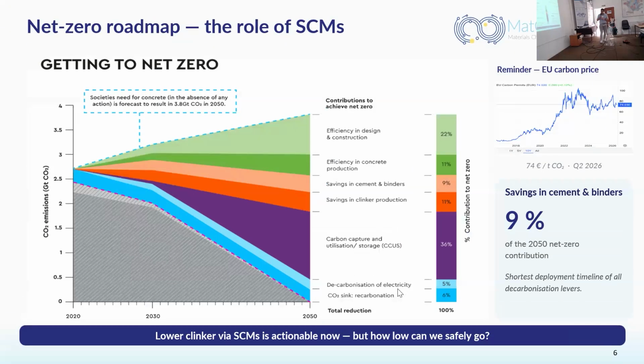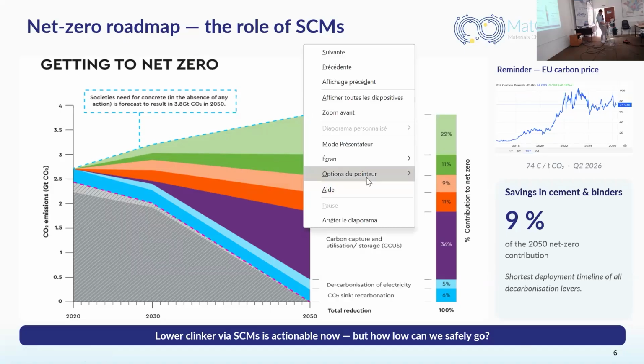This is the roadmap of the cement industry to go to net zero by 2050. This is a plot produced by the GCCA, the Global Cement and Concrete Association. This is a consensus plot built by the main cement manufacturers present in Europe. And what you see is that by 2050, the biggest lever is, I'll put a pointer.